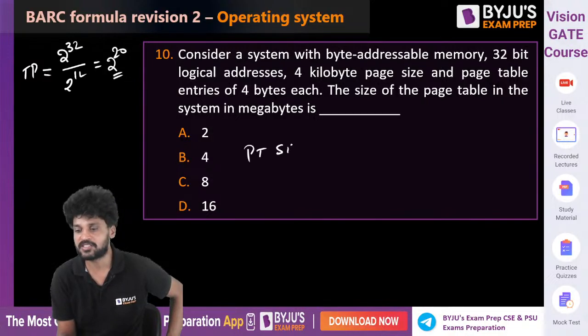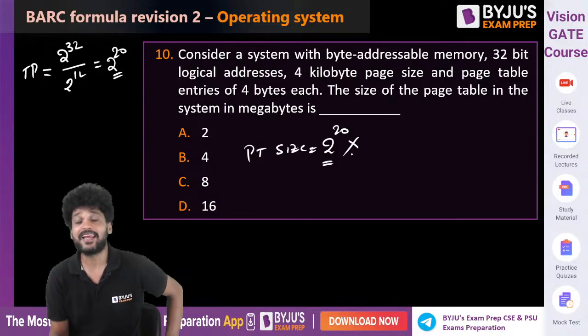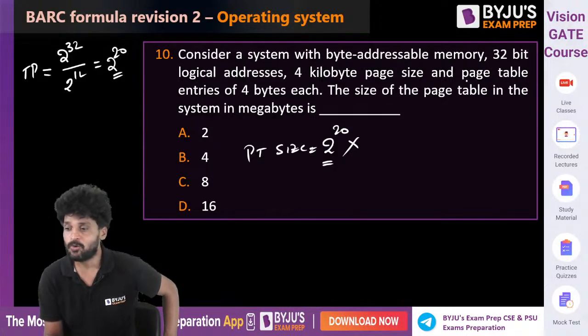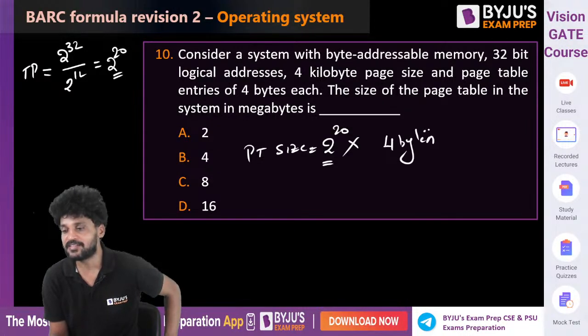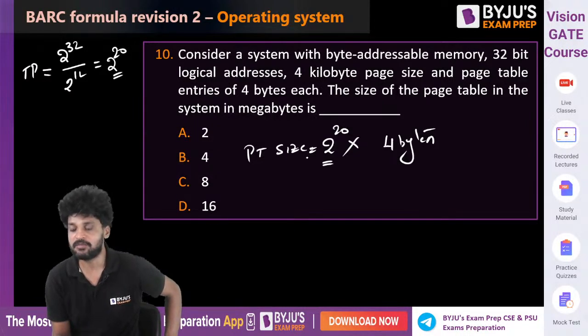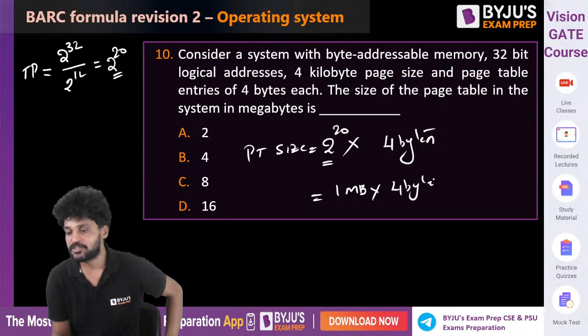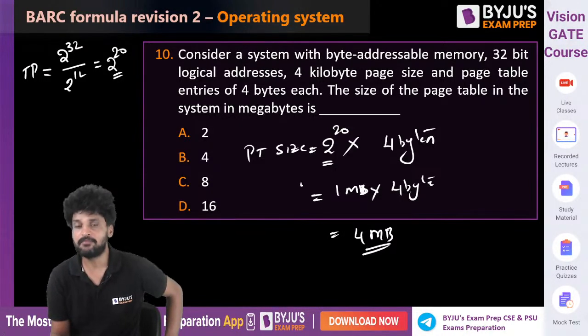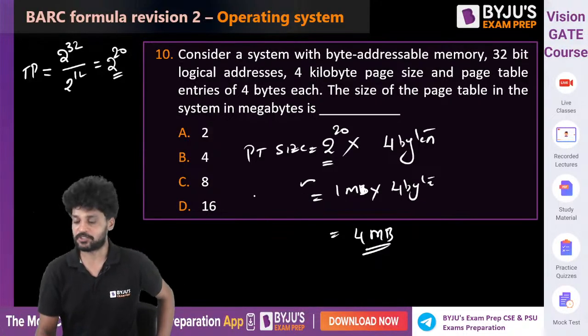So page table size is equal to 2 power 20, which is the total number of pages, into one entry size. What is one entry size? One entry size is equal to 4 bytes as given in the question. So the page table size is equal to 2 power 20, 1 M, into 4 bytes. That means 1 M into 4 bytes is equal to 4 MB. 4 MB is the correct answer in this case.